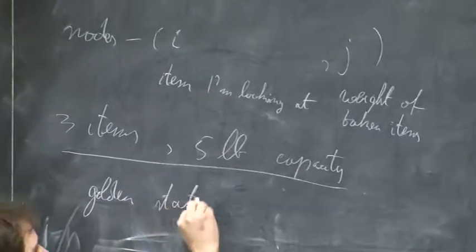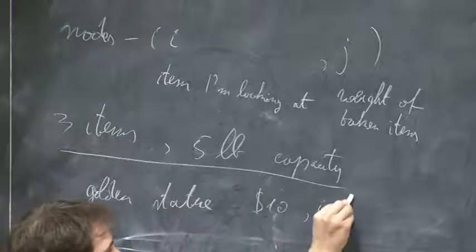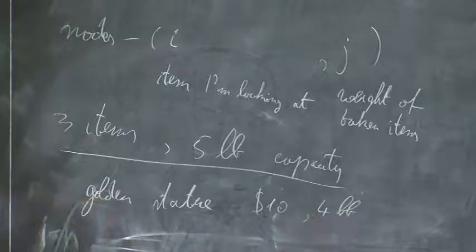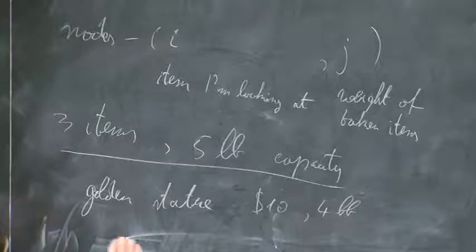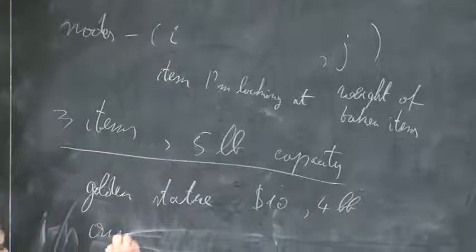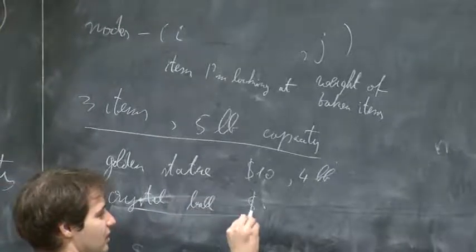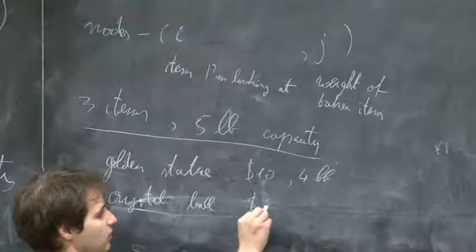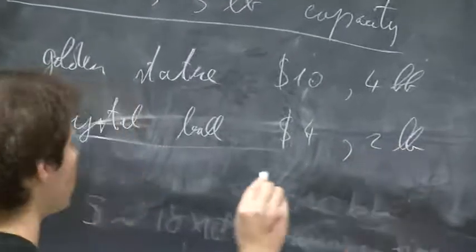And my 3 items are golden statue, value 10, weight 4 pounds. What? These are $1,800 when money actually used to be worth something. Crystal ball. You can sell this for $4 and it weighs 2 pounds.